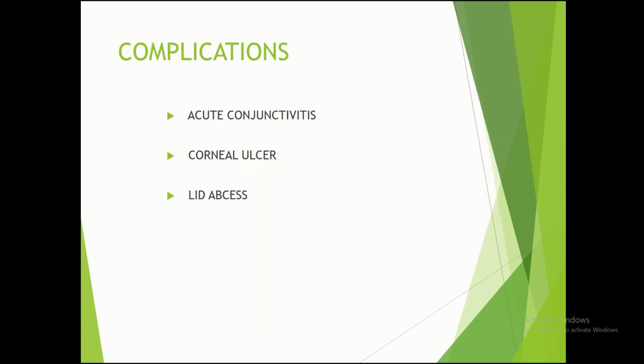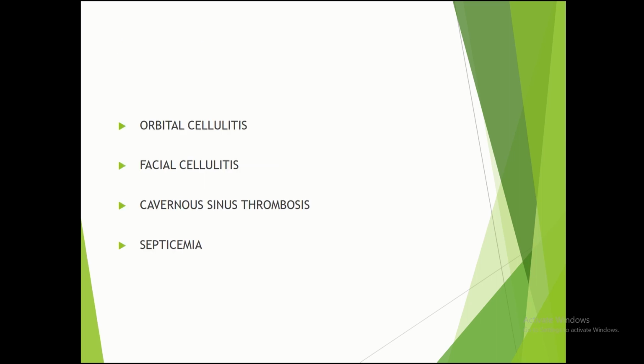So what are the complications? You can have acute conjunctivitis, corneal ulcer, lid abscess, orbital cellulitis, facial cellulitis, cavernous sinus thrombosis or septicemia. Cavernous sinus thrombosis and septicemia are particularly life-threatening lesions. So you should not allow it to go into that stage.